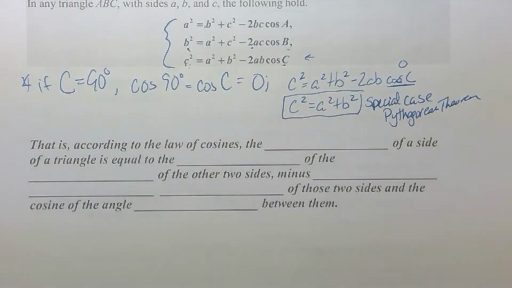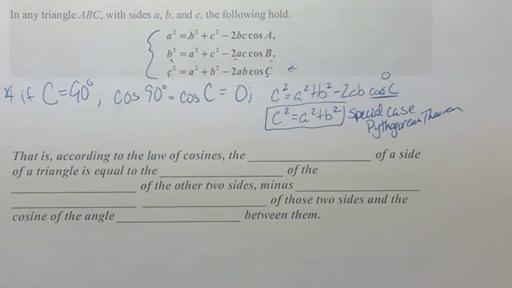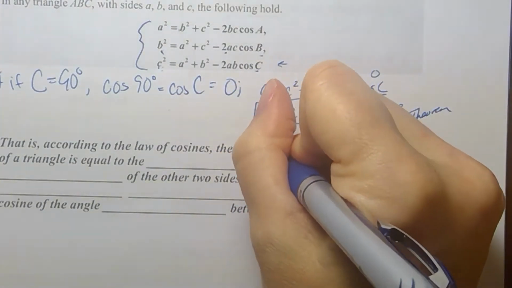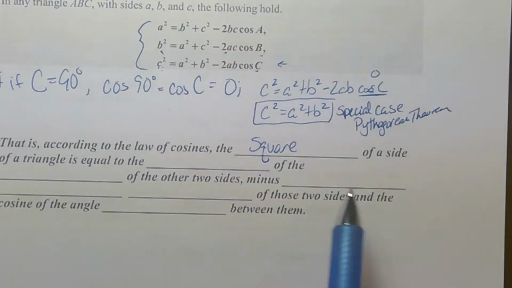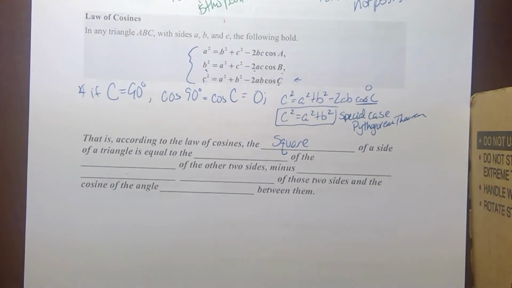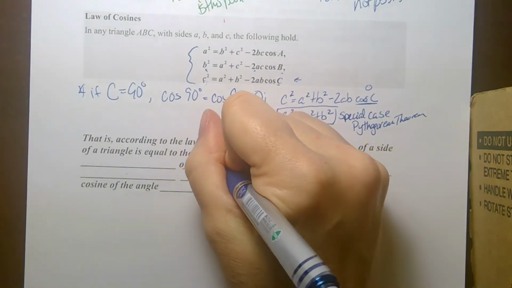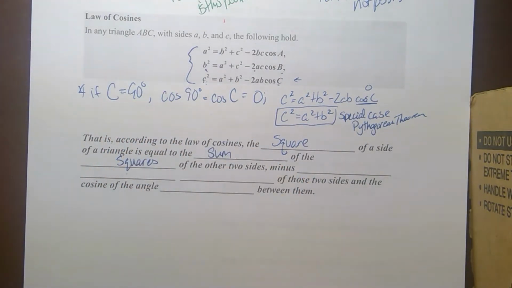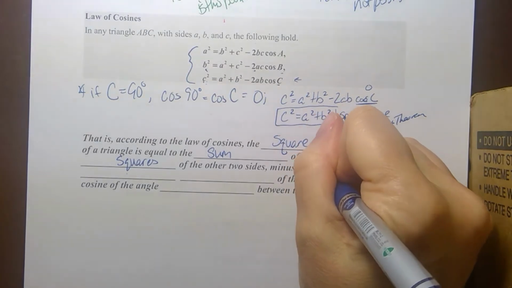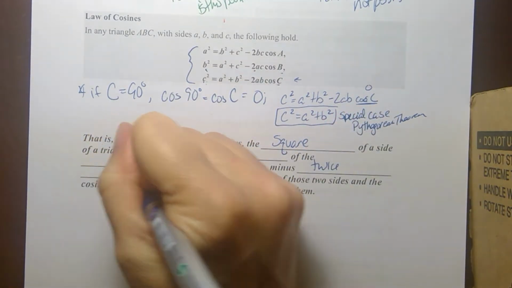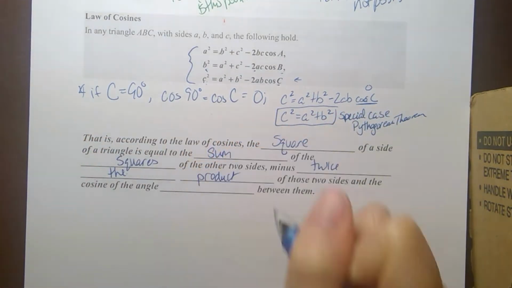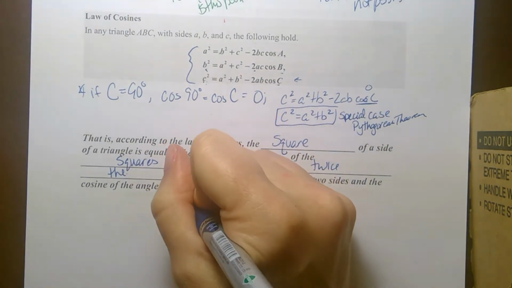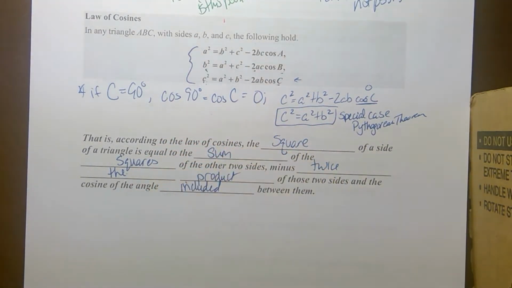If we fill in our text below, according to the law of cosines, the square of a side of a triangle is equal to the sum of the squares of the other two sides minus twice the product of those two sides and the cosine of the angle included. So when we are using law of cosines, we're starting with that side angle side information.